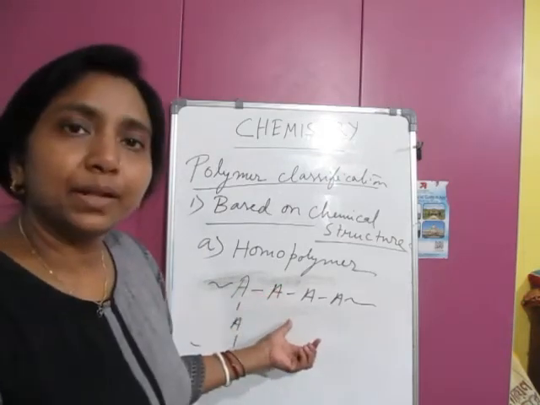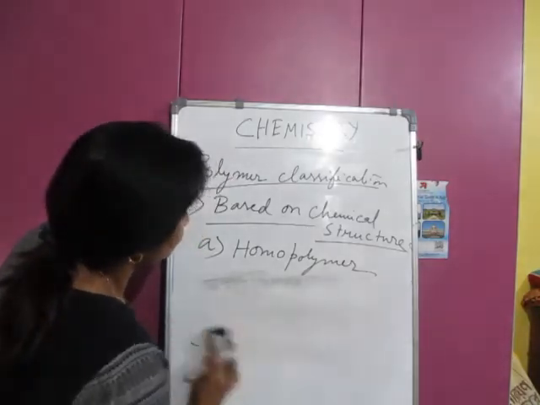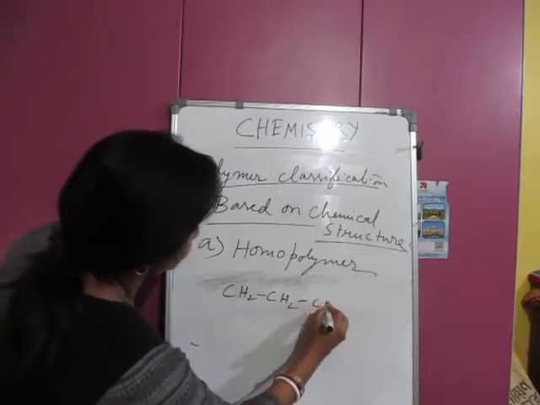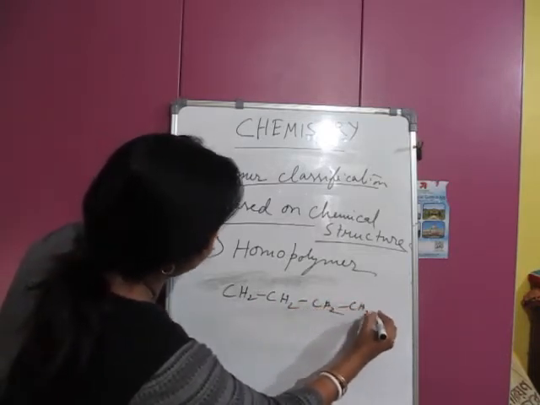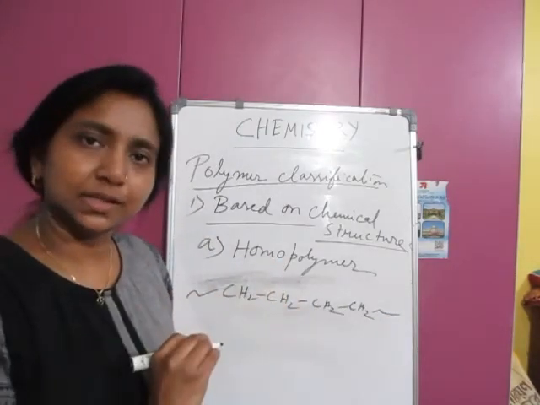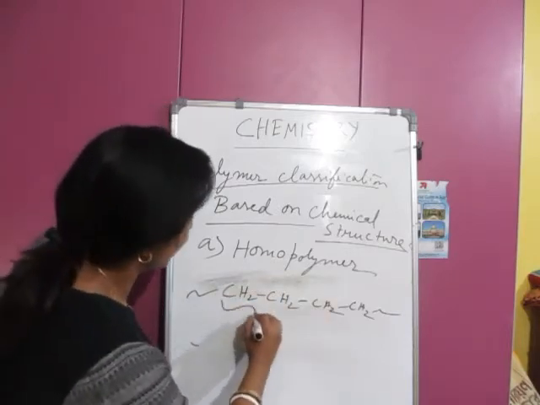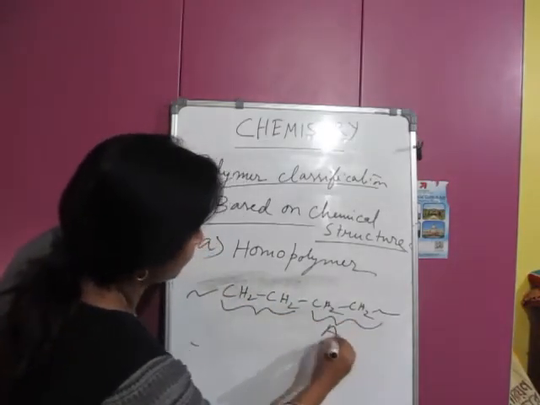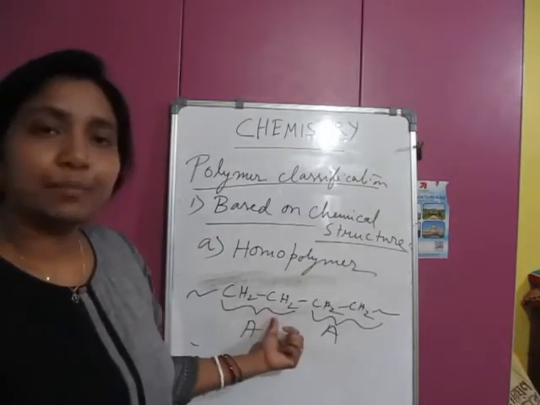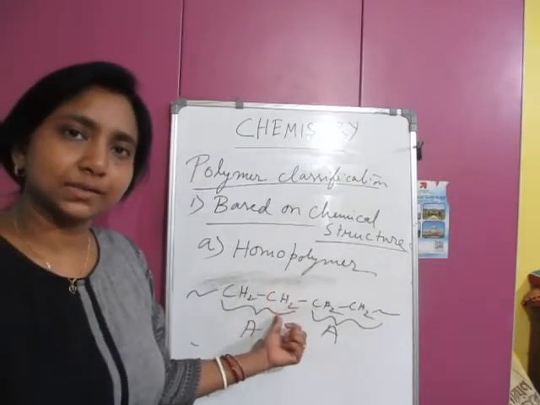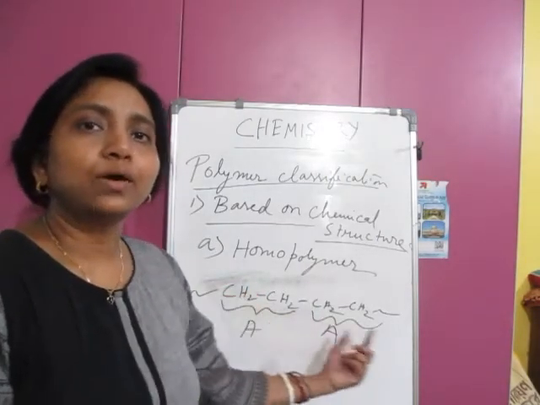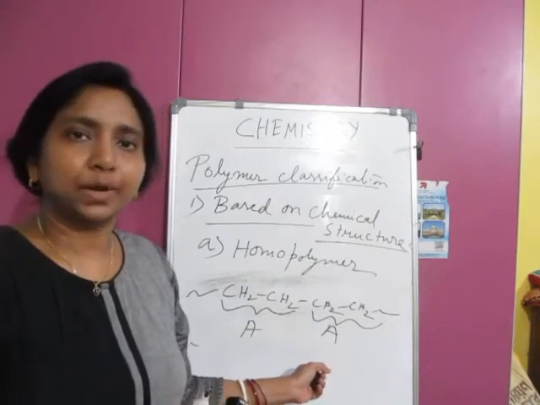So what will be the example? This is the polyethylene structure. You have seen it in the last class. This is the monomer, the repeating unit. It is the monomer structure. You can see it is the same throughout the chain. That is called Homo Polymer.